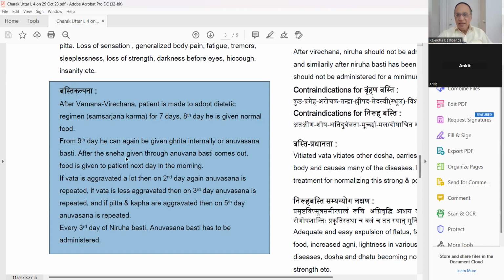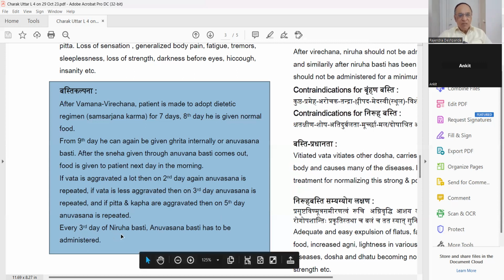So, after the Snehana, oral, ghee or the oil, Anuvasana Basti comes out, food is given to the patient next day in the morning. If Vata is aggravated a lot, then on the second day, again Anuvasan is repeated. If the Vata is less aggravated, then third day Anuvasan is repeated. And if Pitta and Kapha are aggravated, then fifth day, again Anuvasana is repeated.